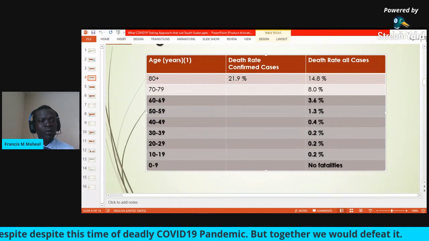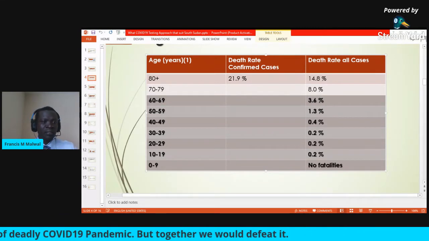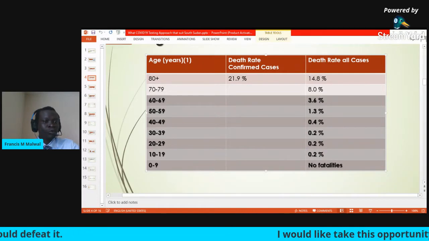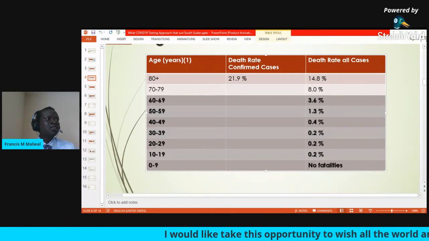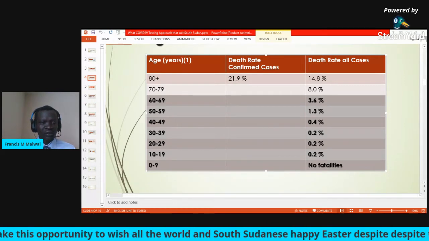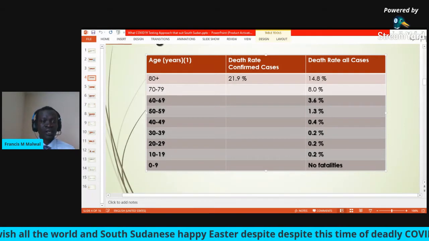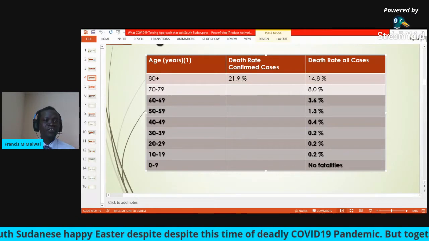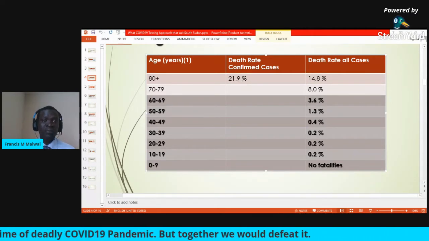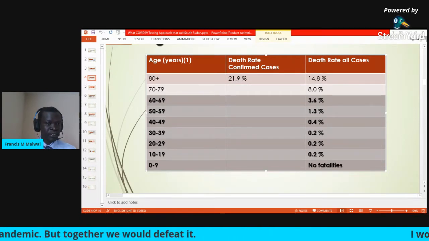But when you move from 39 to 49, you see the risk doubles. Because below that it was 0.2, and then when we move to those who are 40 to 49 years of age, we get that the death rate actually doubles, it becomes 0.4%.